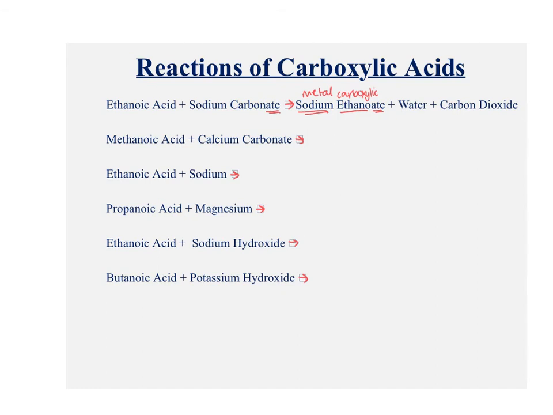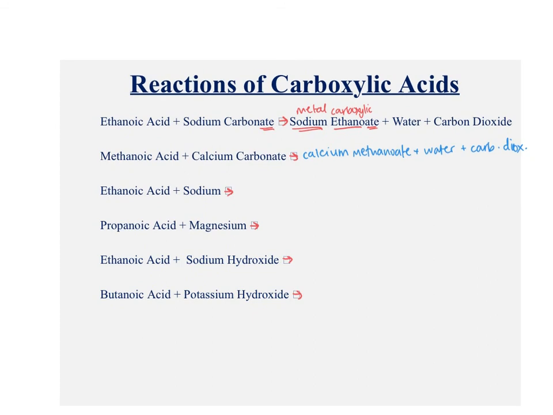So for the second one, methanoic acid and calcium carbonate, very similar to the top one. We're going to have calcium methanoate plus water plus carbon dioxide. I'm just going to write carb diox because I'm lazy. If I react ethanoic acid with sodium, then I am going to end up with sodium ethanoate again.